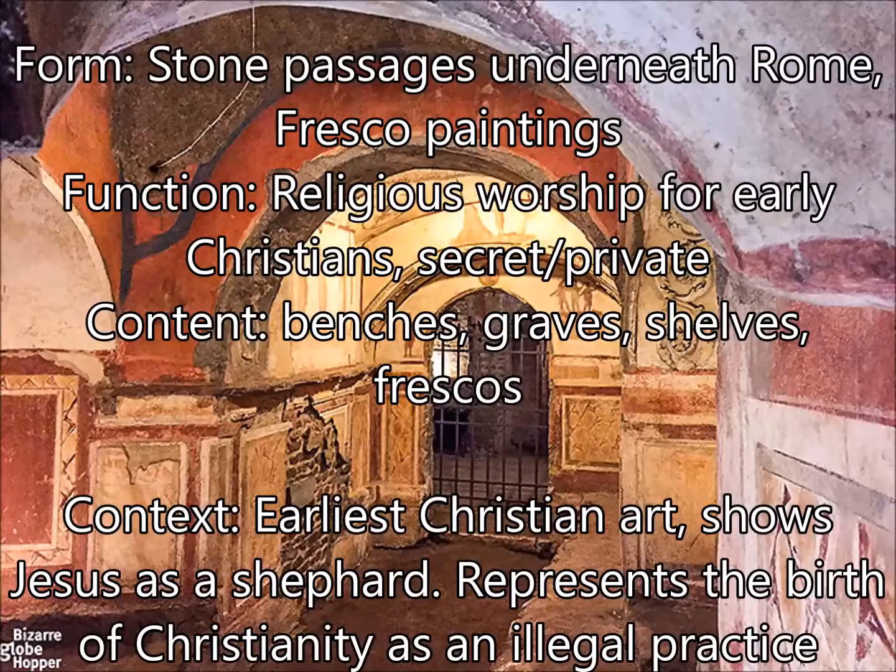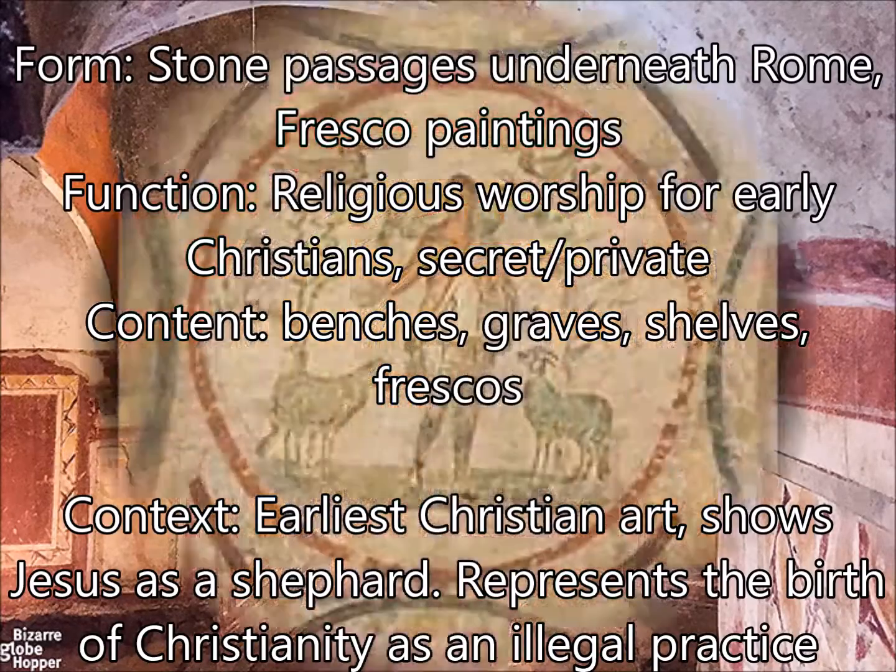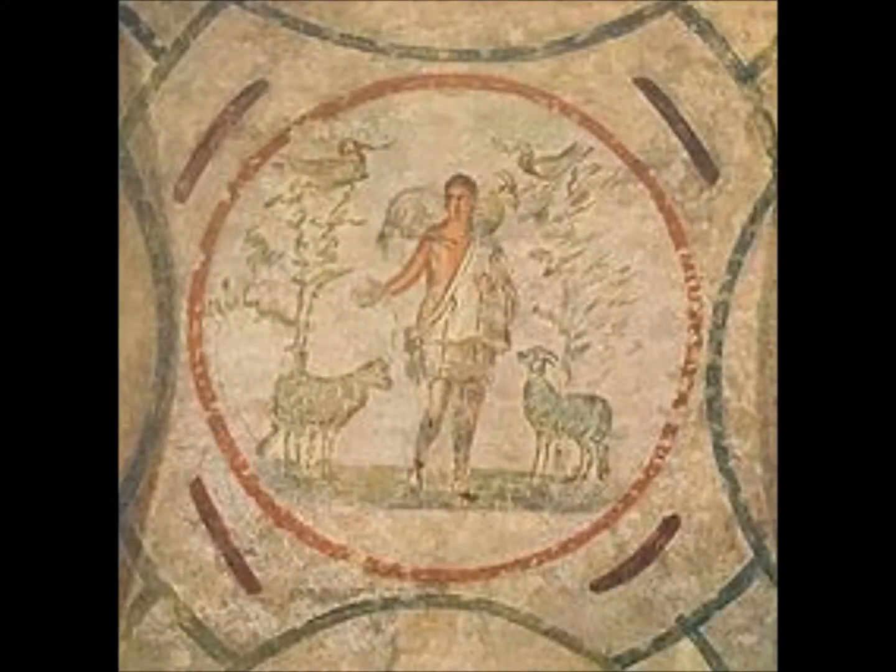For function, you have religious worship for early Christians. Remember that Christians had to worship in a secret or private place because the religion was illegal in the Roman Empire. For content within the catacombs, you have benches similar to Etruscan tombs. You have, of course, graves, shelves for the bodies, and frescoes. And for context, remember this work is in here to show the earliest form of Christian art. It shows Jesus as a shepherd boy, and it represents the birth of Christianity, but also as an illegal practice.